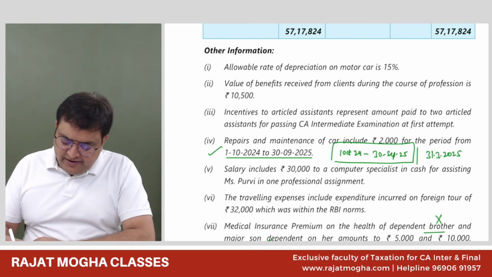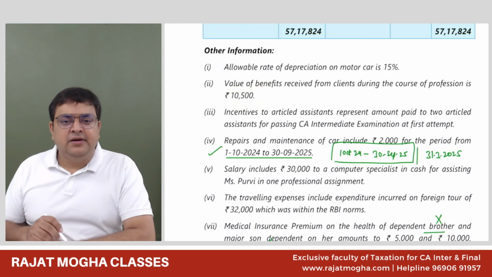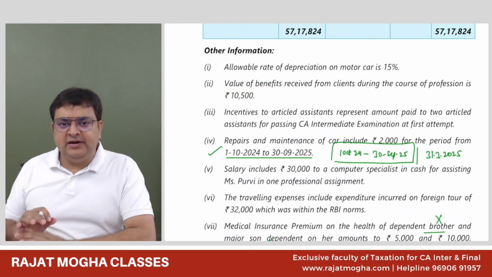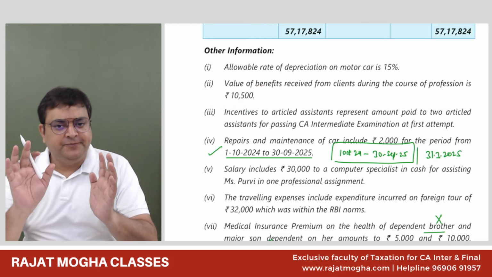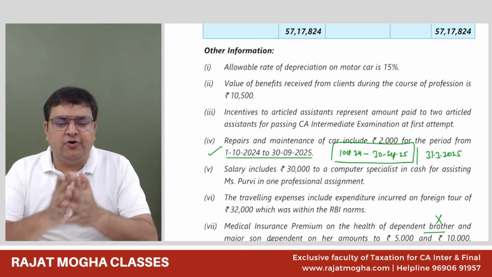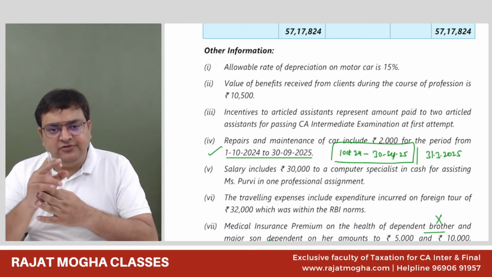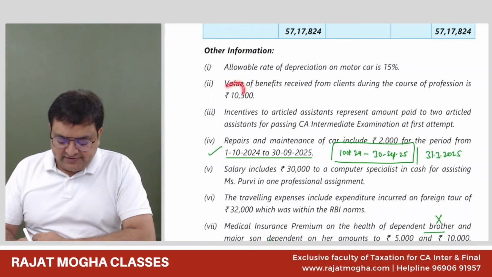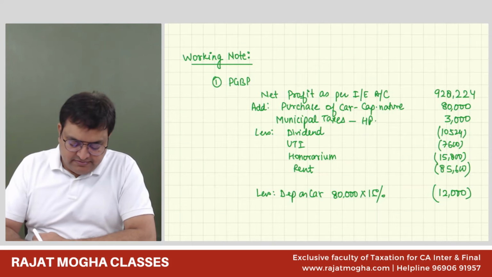Next is value of benefits received in the course of profession, 10,500. So 10,500 will become our PGBP income, and we have not taken it. If we would have already taken this in the P&L account, then it's okay, because the assessee has already recorded it. But if you have not recorded, it is an unrecorded income and it is a PGBP income. So now please record it. So 10,500, please add this in your PGBP.